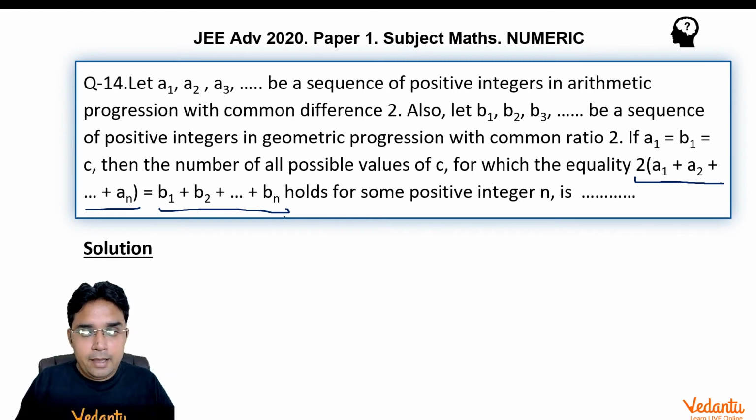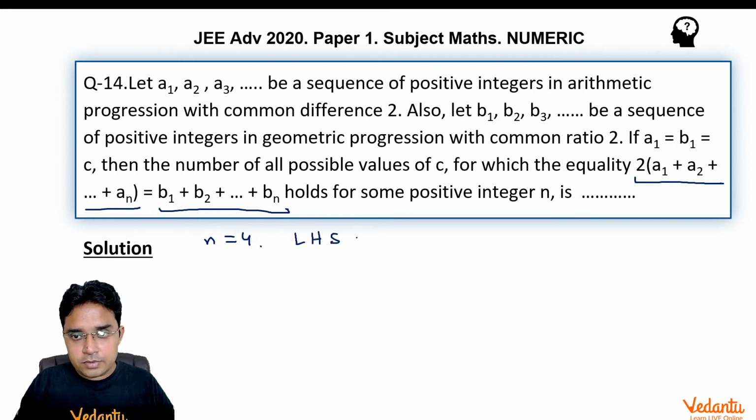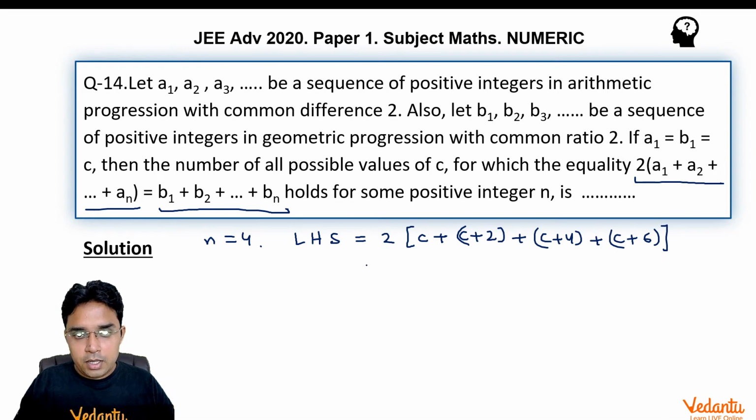Please see. Suppose I take n equal to 4, then your left hand side becomes equal to 2 times c plus c plus 2, c plus 4 and c plus 6. If we add them, 4 times c into 2, 8 times c, and 2 plus 4, 6 plus 6, 12, into 2, 24.